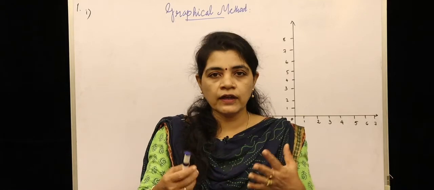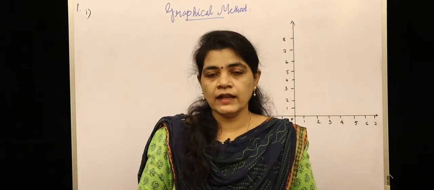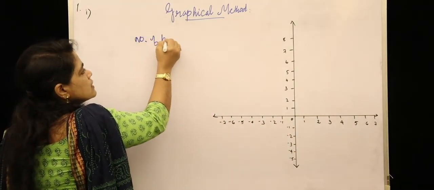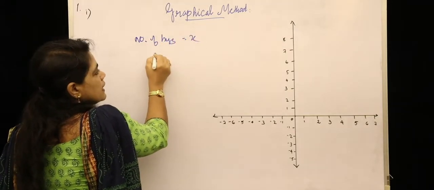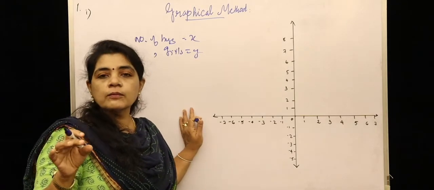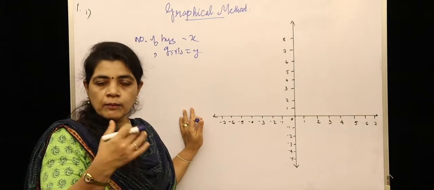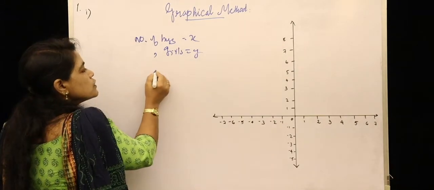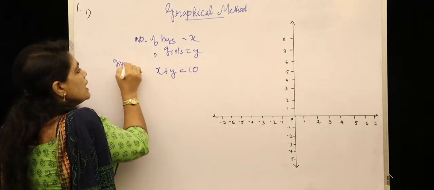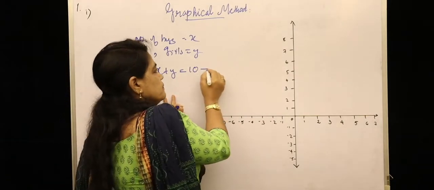As usual, here we have two variables, two unknowns. So let them be x and y. Let the number of boys be x, and the number of girls equal to y. Since the total number of students is given as 10, x plus y is equal to the number of boys plus the number of girls. So x plus y is equal to 10. This is given, the total number of students is 10. So this is the first equation.